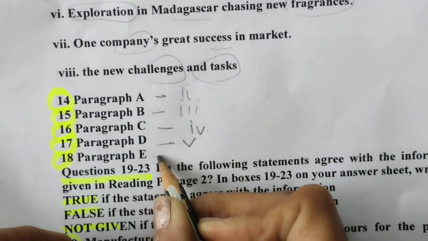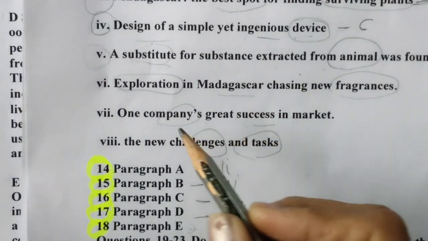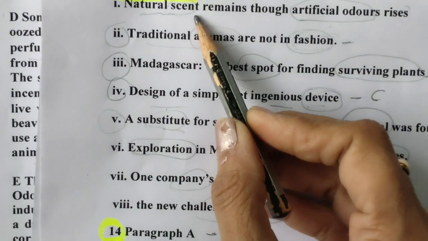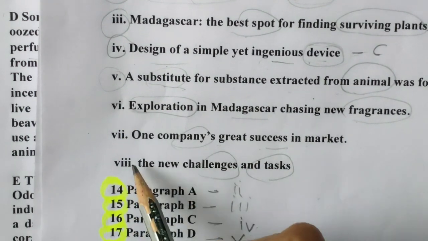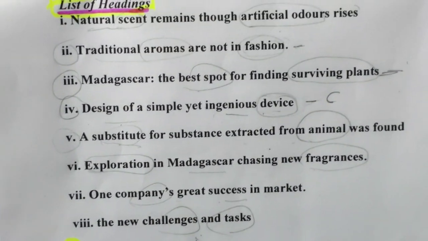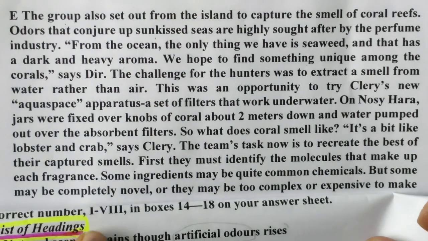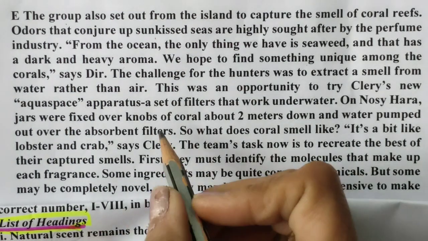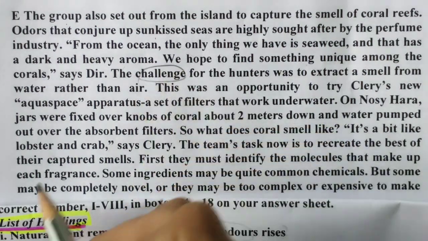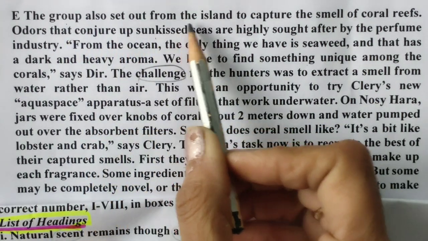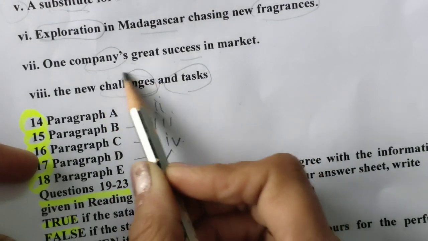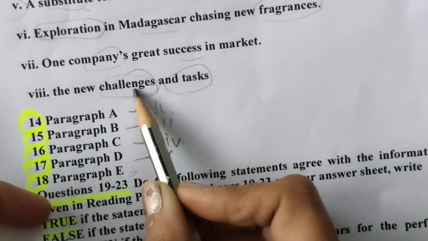Okay, now E number is left, the E paragraph. Now we have 1, 2, 3 options left. Let's see, 4 options are left. Let's see what will be matching. Now this is the E paragraph. Let's read it. So I can see the word challenge here. Okay. The group also set out from the island. Because I have just read the word challenge here, that's not the thing, so you will not select just because you have got the word.